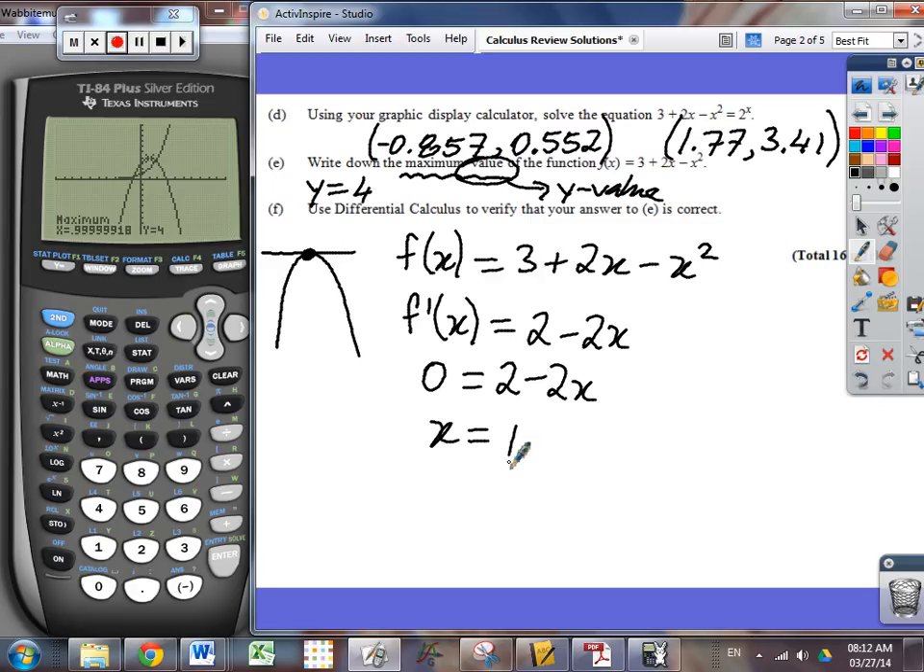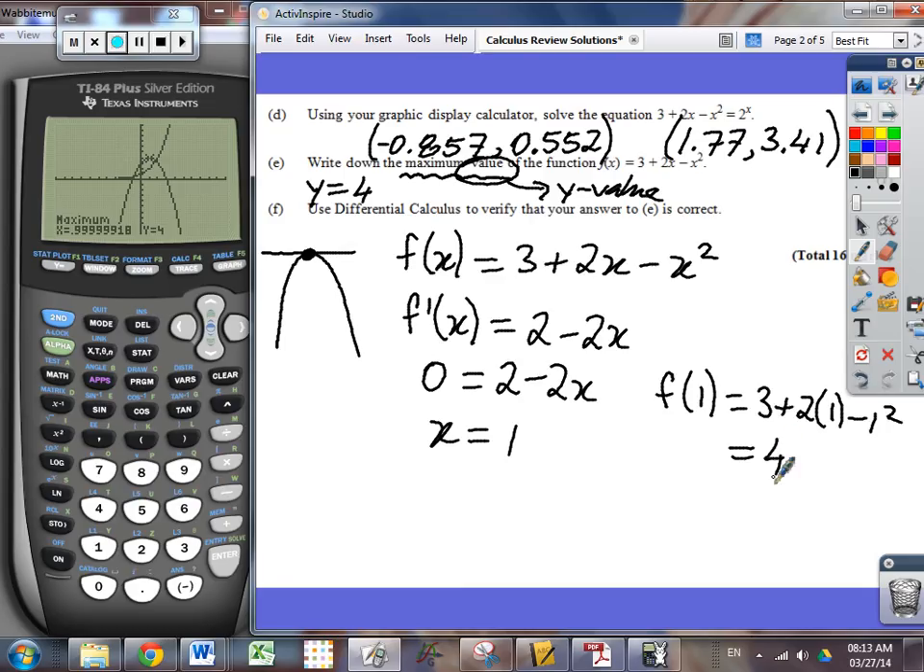But we're trying to find the maximum value. We need to find the corresponding y-coordinate. So let's substitute x equals 1 into the original function to find out what the corresponding coordinate is. And we end up indeed getting 4.